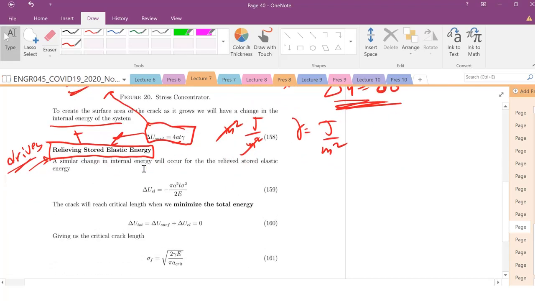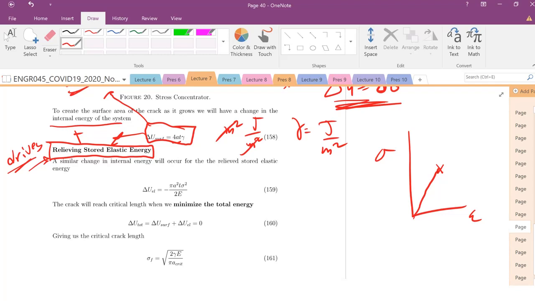So to relieve the bonds, again, this derivation is meant for materials that look like this. To relieve my internal energy, I need to look at relieving the stored elastic energy in our material. So our elastic energy, for this type of material, is going to be, again, we're going to multiply.